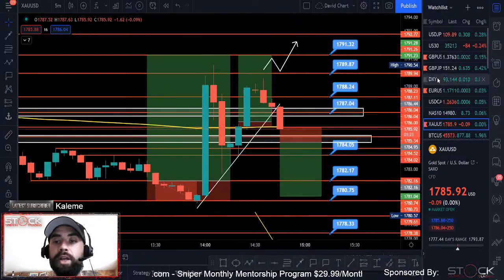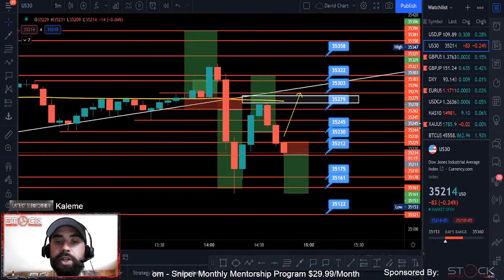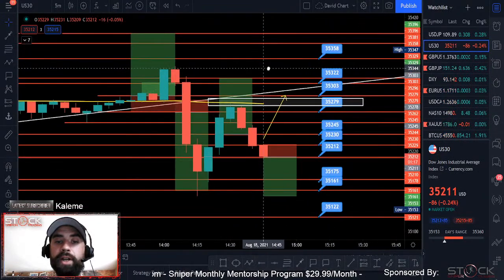All right, let's check out the US 30 for 2 seconds here. It's still holding good support right there before looking for any kind of re-entry.